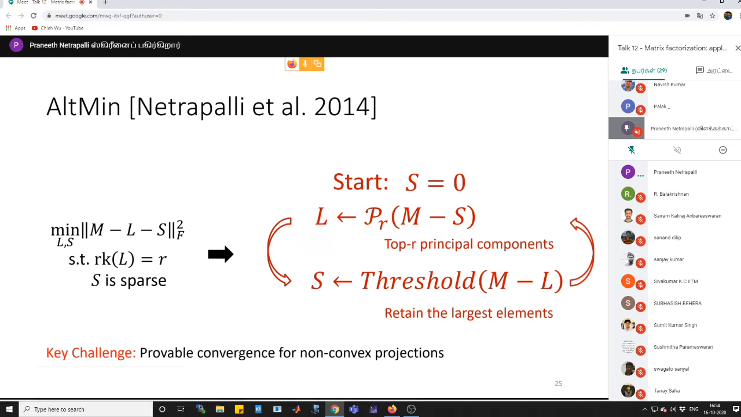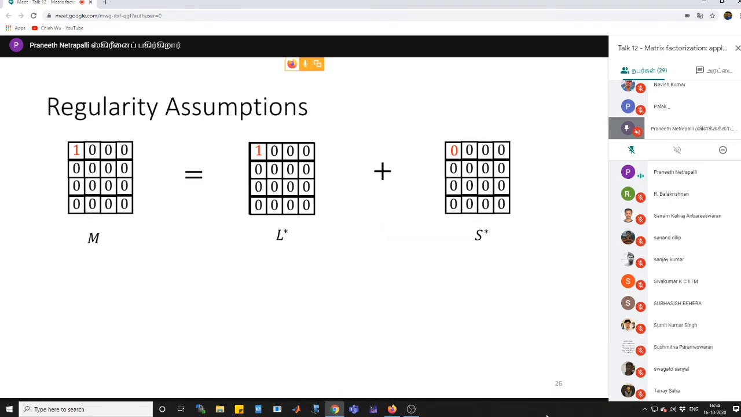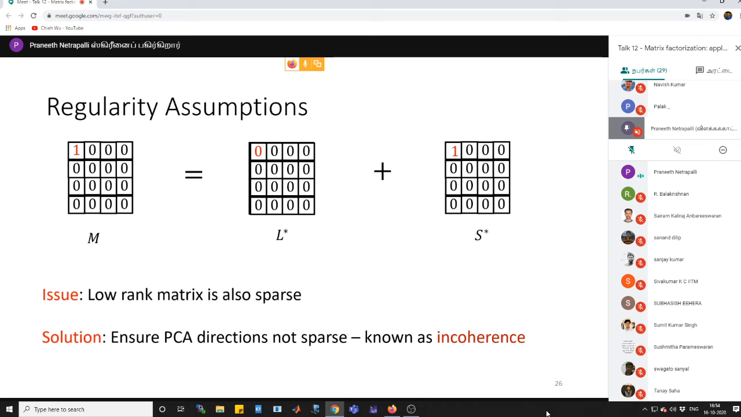Okay. So again, we need regularity assumptions in this setting. The reason is again that if I just give you a matrix which is, say, 1 here and then all zeros, you could either write it as the low rank matrix being this, and then the sparse matrix being all zeros, or you could make the low rank matrix all zeros and then have the sparse matrix. So the main issue here is that the low rank matrix is also sparse, and if you want identifiability of these components, you want to make sure that the low rank matrix is not sparse, right? This again basically boils down to incoherence.